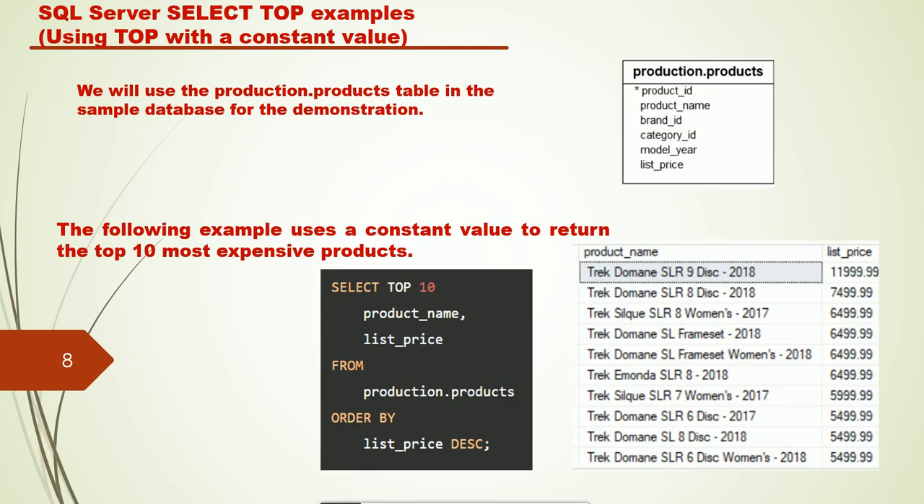SQL Server, SELECT TOP example using TOP with a constant value. We will use the production.products table in the sample database for the demonstration. See the same table: product ID, product name, brand ID, category ID, model year, and the list price. This table we can use in the following example, using a constant value to return the top 10 most expensive products.